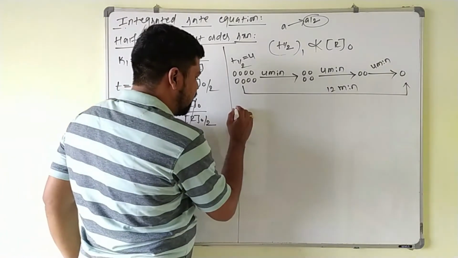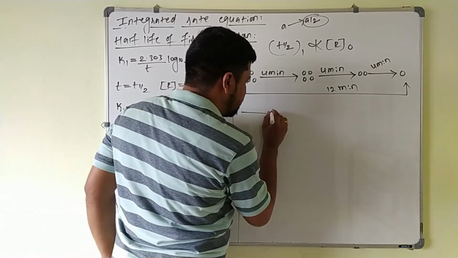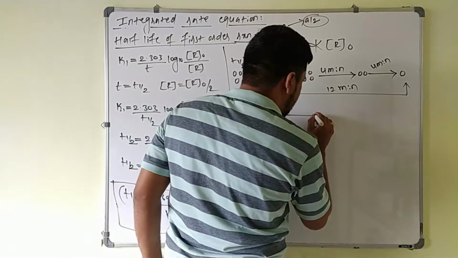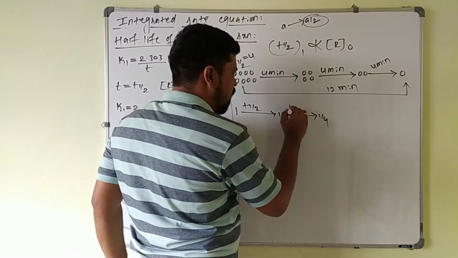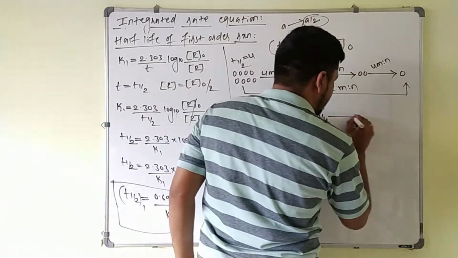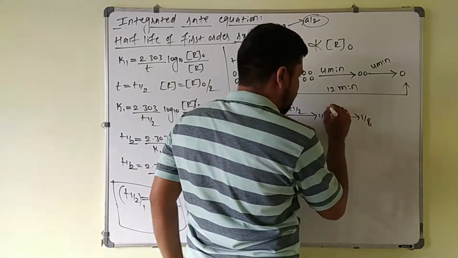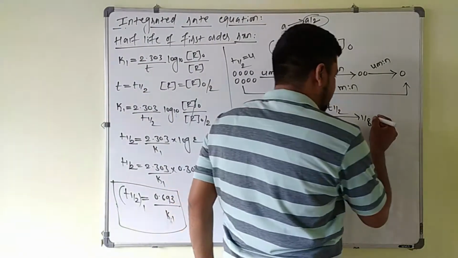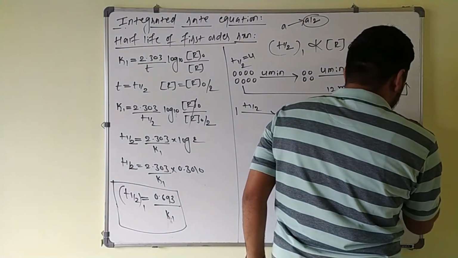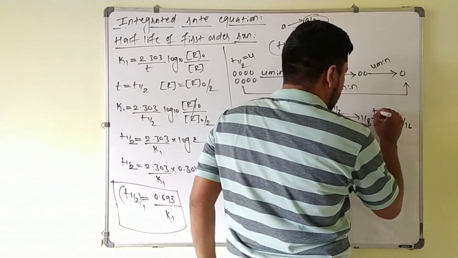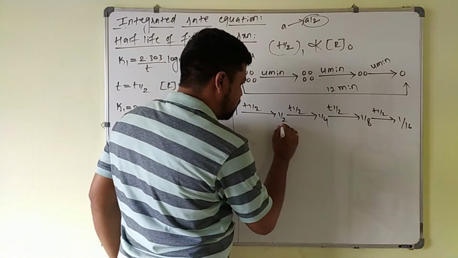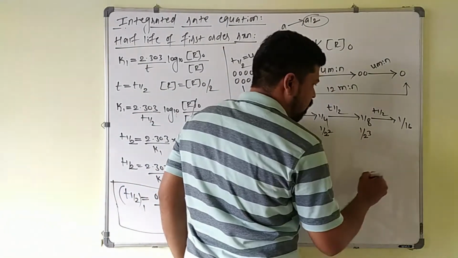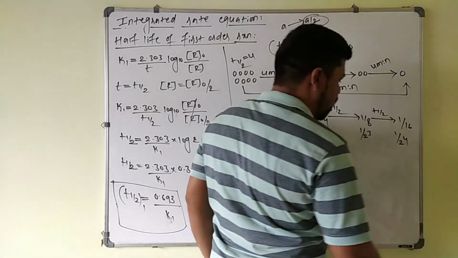Suppose initially I take 1 mole, which gets converted to half mole in 1 half-life. Again half of this is 1 by 4, again taking the same half-life. Again it will be converted to 1 by 8, again taking the same half-life. Here also 4 minutes, 4 minutes, 4 minutes. Same thing, it will be converted to 1 by 16, again a half-life. So I will write it as 1 by 2, this is 1 by 2 square, this is 1 by 2 cube, and this is 1 by 2 power 4.